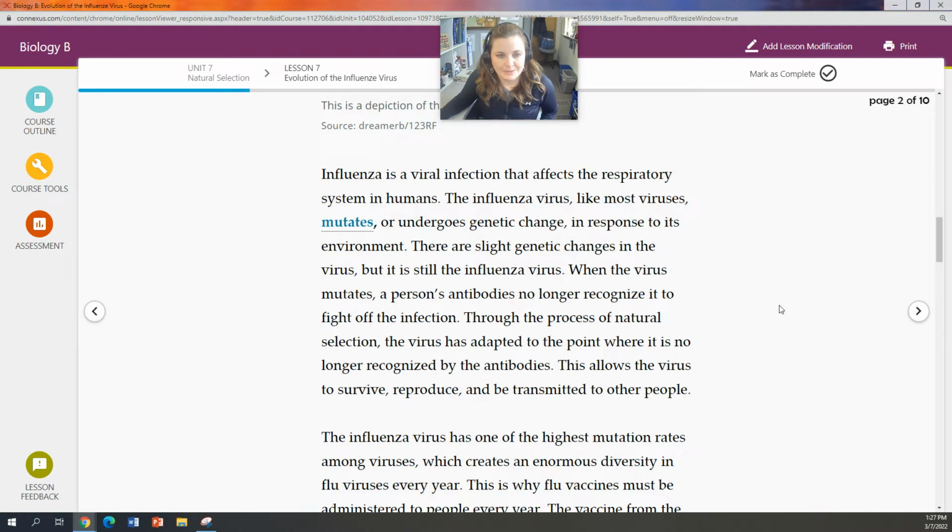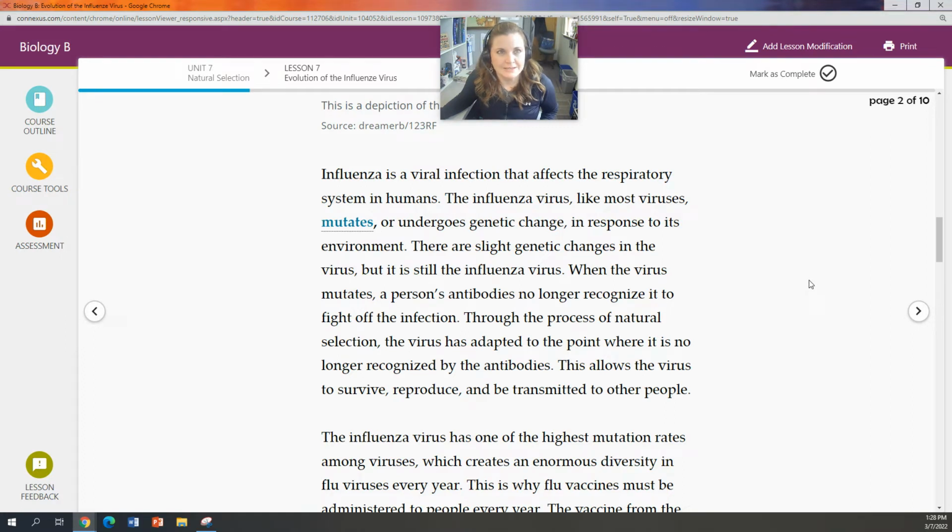As it says here, influenza is a viral infection that affects the respiratory system in humans. It mutates just like other viruses do. We're all probably familiar with some of the mutations we've even seen with the coronavirus or the COVID-19 virus, right? The different variants, the Delta variant and the Omicron and stuff like that. So these are slight genetic changes to the influenza virus, but it's still the influenza virus. It has not changed enough to make it a different virus. It's still the influenza virus, it's just a little bit different.